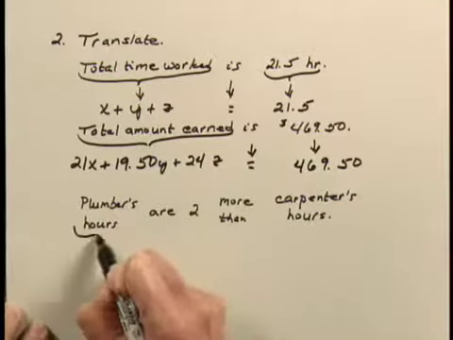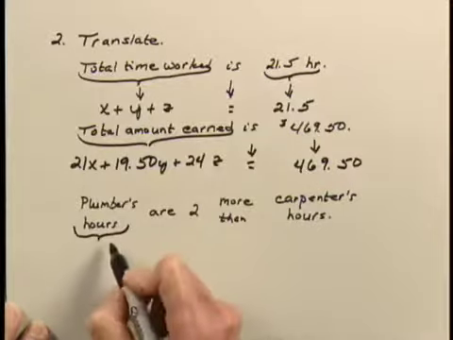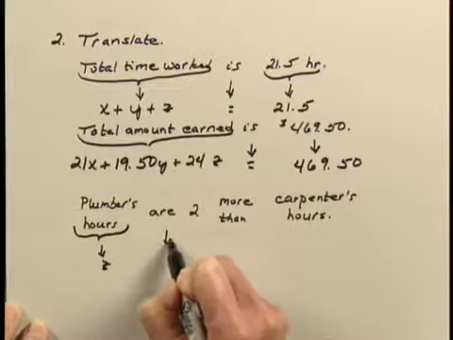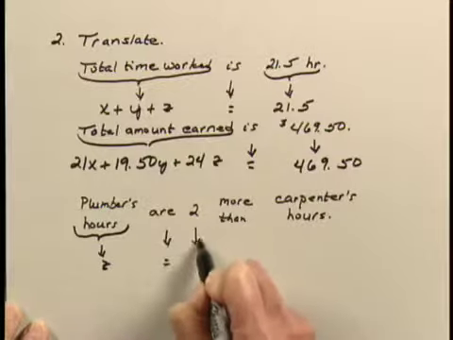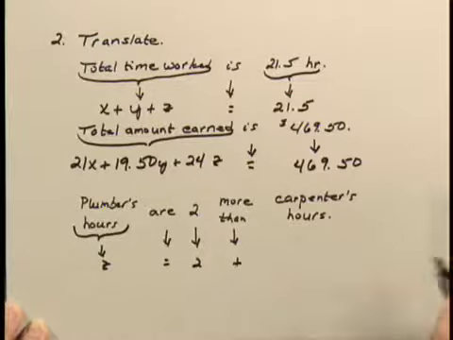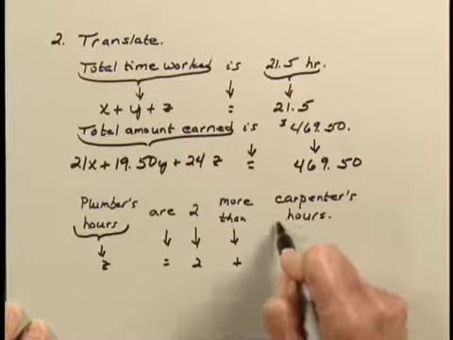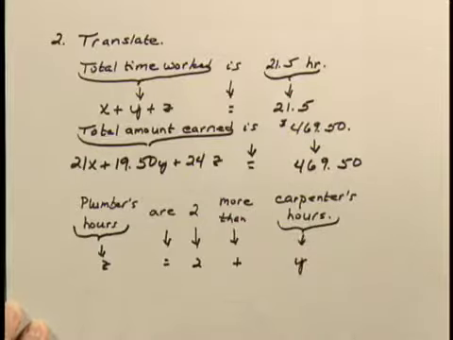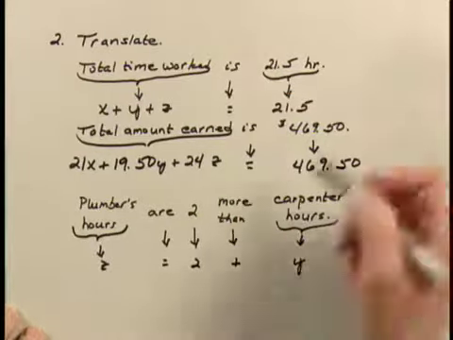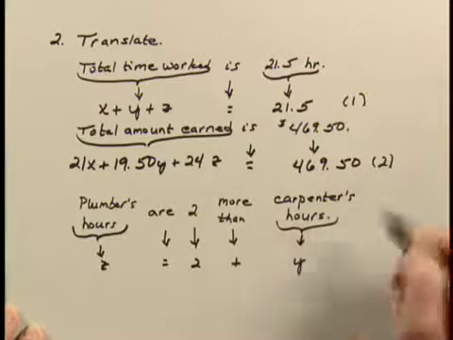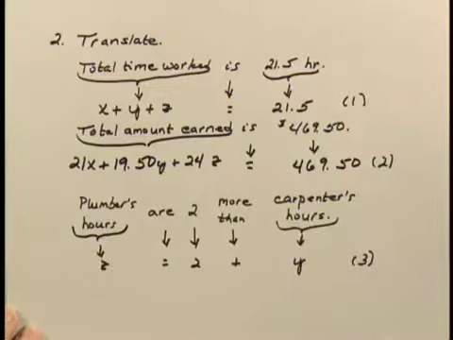And the last thing that we were told was that the plumber worked 2 hours more than the carpenter did. And we assigned the variable Z to the number of hours the plumber worked. So this says that Z is equal to 2 more than, or 2 plus, the number of hours the carpenter worked, and we assigned the variable name Y to the carpenter's hours. So we have Z equals 2 plus Y. Now we have a system of equations. Here's one equation, and here's a second one. And here is a third one. We have 3 equations and 3 variables are involved.